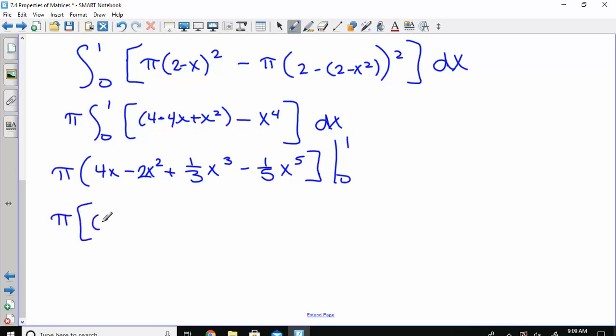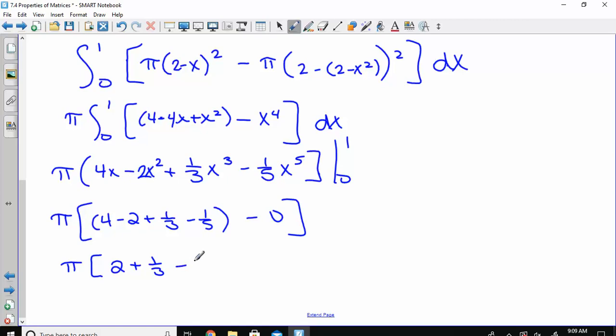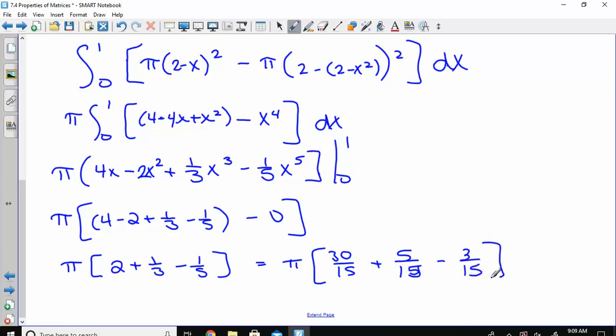Okay, if you plug in a 1, you get 4 minus 2 plus 1/3 minus 1/5. Plug in 0, we get 0. If you're doing that by hand, our common denominator would be 15. So 2 is like 30 out of 15. 1/3 is 5 over 15. 1/5 is 3 over 15. So we get 32 pi over 15. Any questions there?